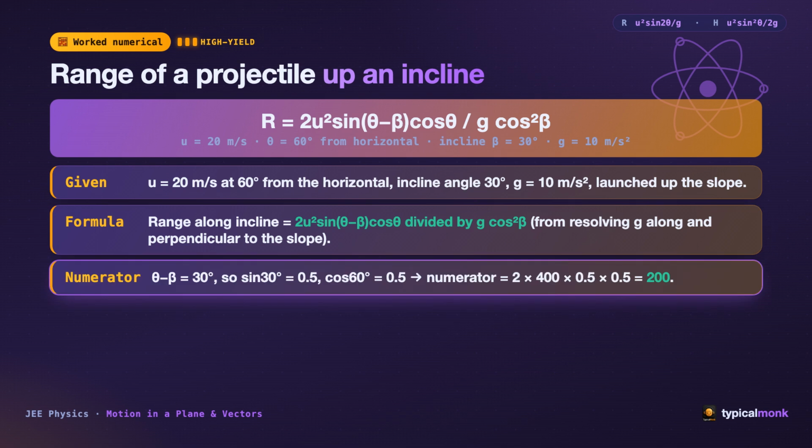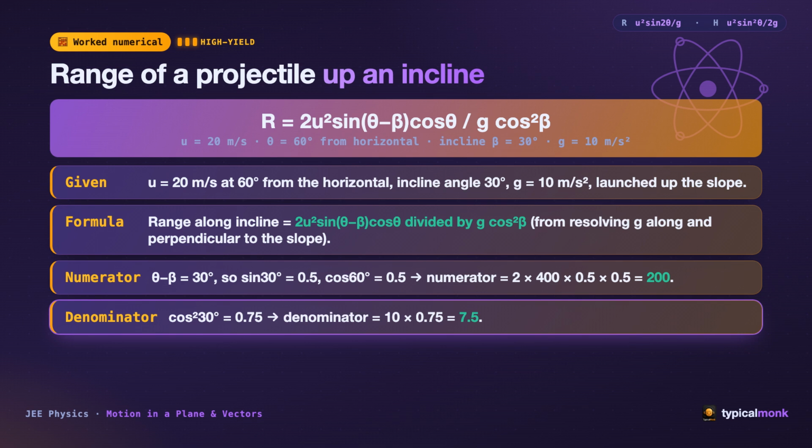Step 3. The numerator. Theta minus beta is 30 degrees, so sine 30 degrees is 0.5 and cosine 60 degrees is also 0.5. U squared is 20 squared, which is 400. So the numerator is 2 times 400 times 0.5 times 0.5, which is 200.